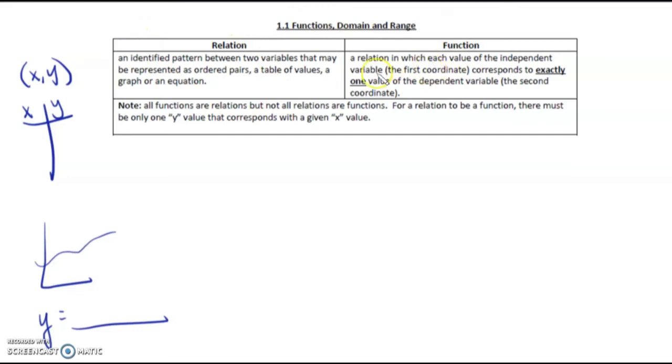A function is more specific. A function is a relation in which each value of the independent variable, so like the first coordinate, which is usually the x, corresponds with exactly one value of y. We're going to get more into this. So please note all functions are relations, because a function is a more specific one, but not all relations are functions. For a relation to be a function, there must be only one y value that corresponds with a given x value.